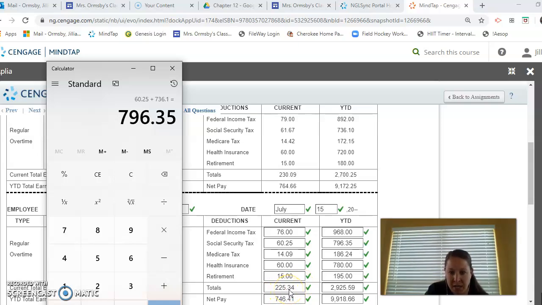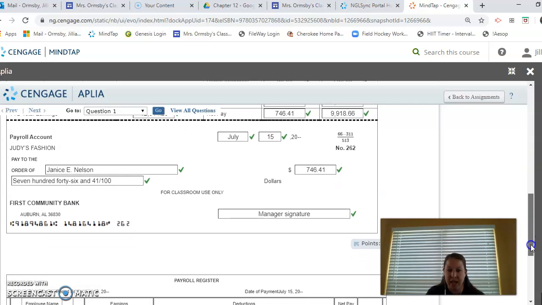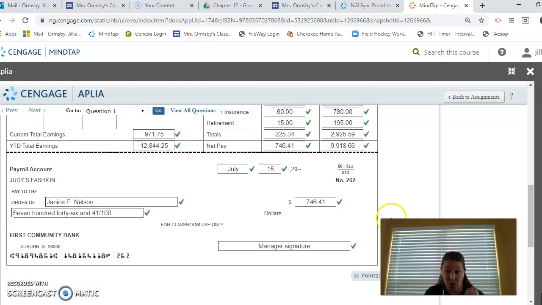225.34 plus 2,725 equals $2,925.59. And last, our net pay, $746.41 plus $9,172.25 equals $9,918.66. Our next step is to write the actual check. So on July 15th, we're paying our check to Janice E. Nelson for $746.41. Again, it's our net pay is how much we're paying.